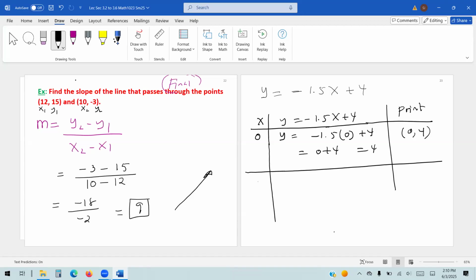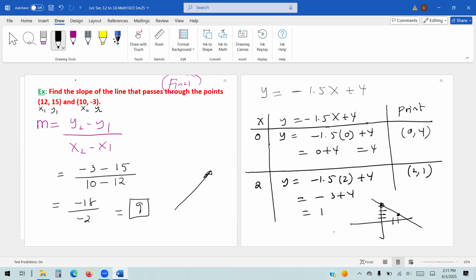For a graph, unless they mention x and y, you can use any 2 points. So if you pick x equals 2, y is negative 1.5 times 2 plus 4. 1.5 times 2 becomes 3, so negative 3 plus 4 gives us 1. So the point is (2, 1). Then to graph, when x is 0, y is 4: 1, 2, 3, 4. When x is 2, y is 1. So something like this.